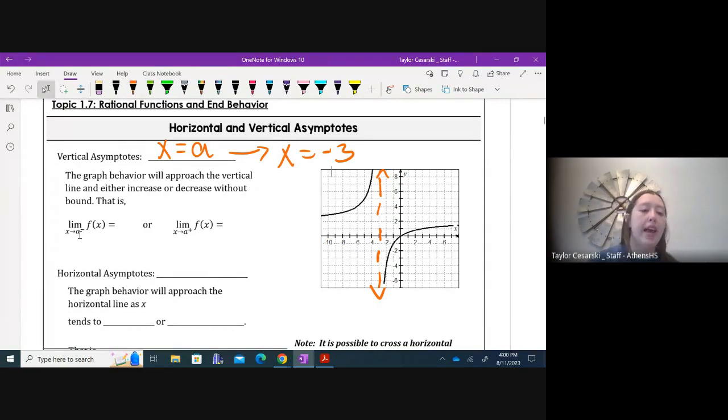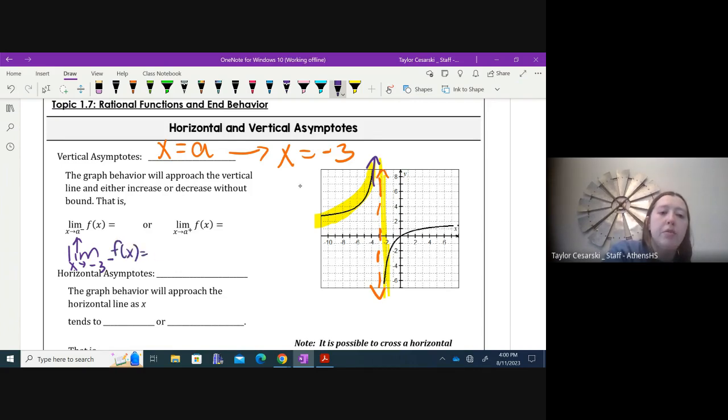As x approaches a, my vertical asymptote, from the left side, I'm going to do it in the context of this problem to make it more applicable. When I'm coming at this vertical asymptote from the left side, I see that this is going up. So the limit as x approaches negative 3 from the left would be positive infinity. It goes up. If I'm coming at it from the right side, I see that it goes down. So the limit as x approaches negative 3 from the right equals negative infinity. Something that tells me this is a vertical asymptote is that one is going to positive infinity, one's going to negative infinity.